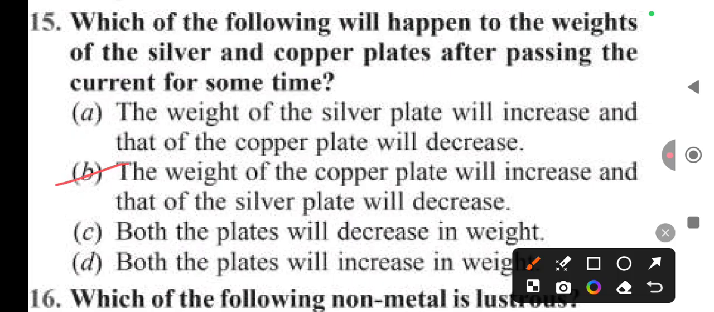The weight of the copper plate will increase: wrong. Both plates will decrease: wrong. Both plates will increase: wrong. Okay, so up to this you have to revise. Thank you and have a nice day.